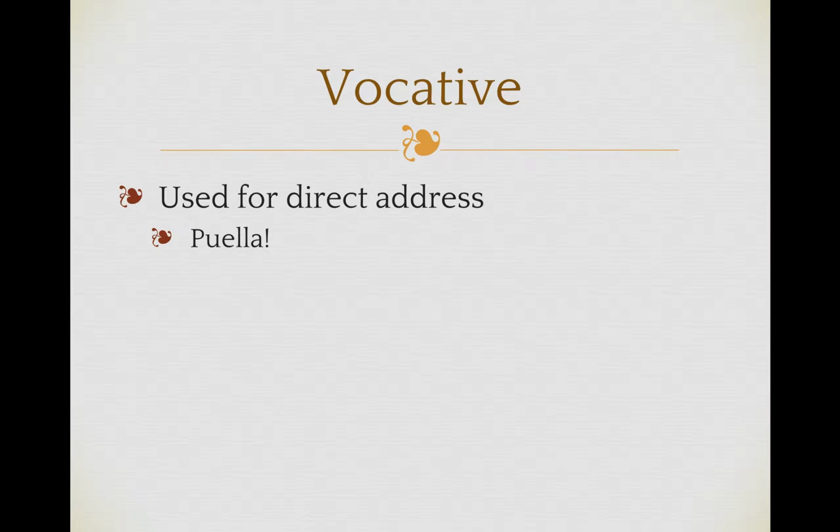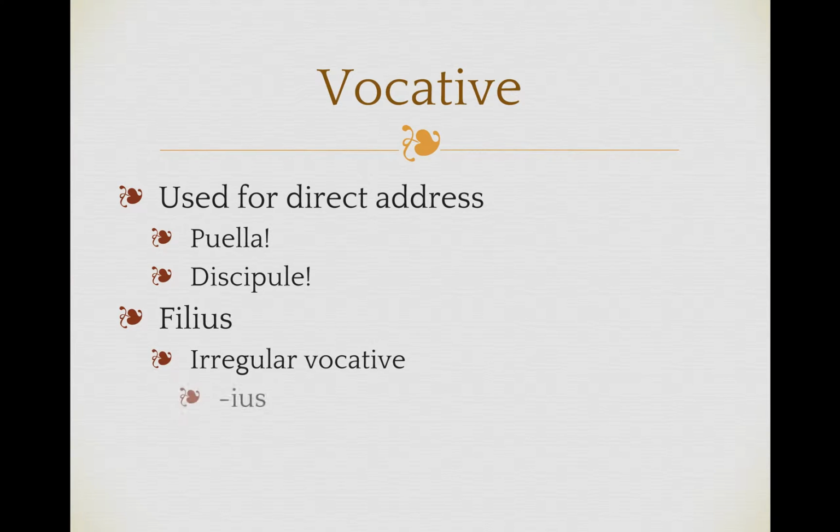Alright, so you have puella in the vocative, and you're just basically screaming out, girl. Discipule is also in the vocative, so you're crying out, student. Alright, and then just a reminder from yesterday, filius is irregular. It's the irregular vocative. It's what we'll call an IUS, second declension. We'll talk about that more later, but it just means that the vocative form is fili.